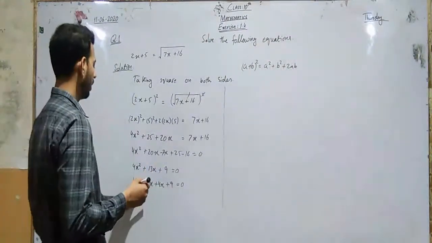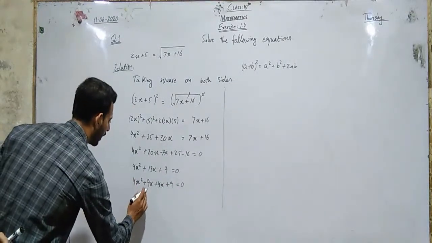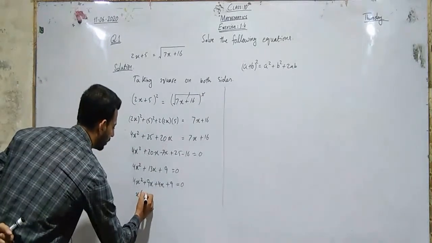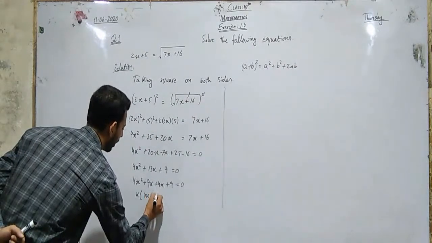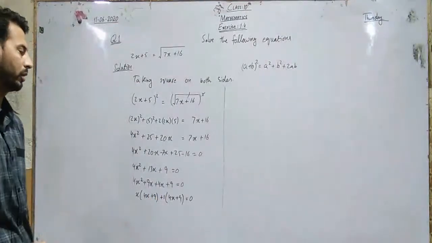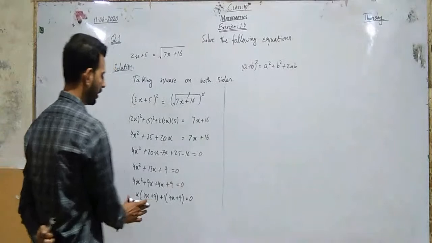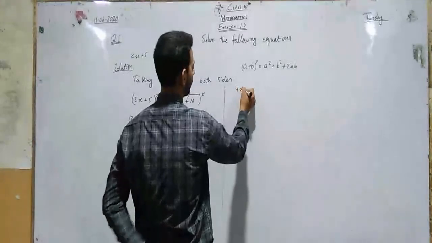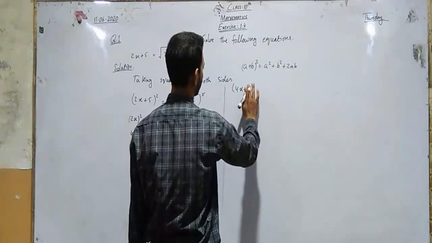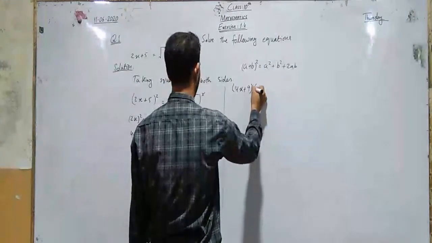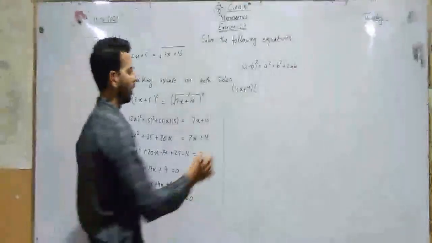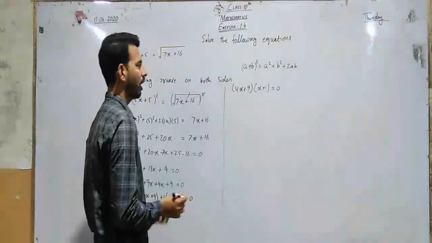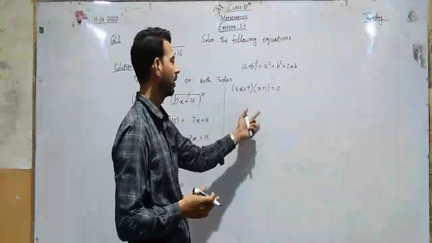So students, when we have this 9x plus 4x, we take the common x, and that leaves 4x plus 9 equal to 0. Now we will take 4x plus 9 as common: 4x plus 9 into x plus 1. So these are the two factors of that equation. Now we will solve these two factors separately.